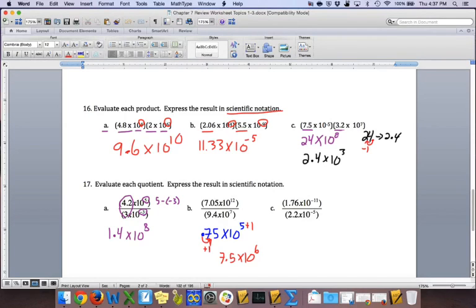Okay, last one. 1.76 divided by 2.2 is going to be 0.8 times 10 to the, well, negative 11 minus negative 5 is going to be negative 6. But we don't like the decimal point being the way it is, so instead we're going to have to move it here, and we're going to accommodate that by actually subtracting 1 from this spot here. So our final answer for this one will be 8.0 times 10 to the negative 7.